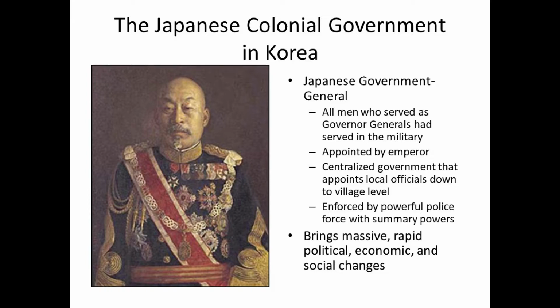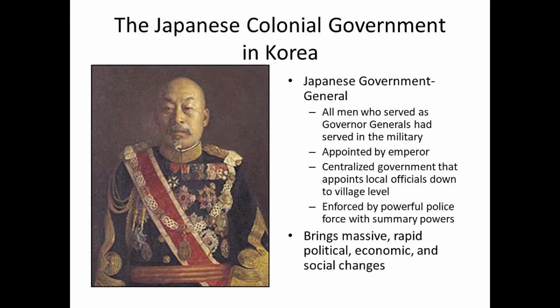The governor generals were also appointed directly by the emperor and were therefore responsible only to the emperor. Japan, you may recall, was a democracy with what's called a diet, which is kind of like a congress. The governor generals were not responsible to the diet. They were not responsible to the prime minister of Japan. They were responsible directly to the emperor. So that meant that these were very high-ranking officials who were ultimately not responsible to any democratic body, but directly to the emperor himself.